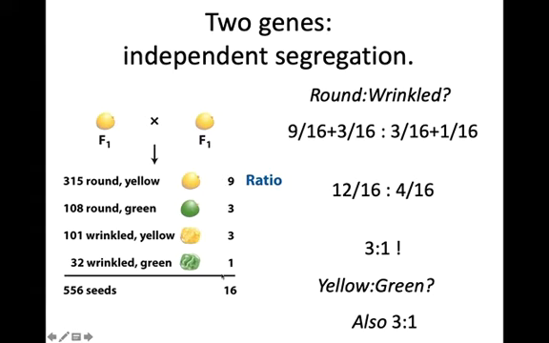What fraction of this set of 16 are round? Well, 9/16 and 3/16, right? 9/16 are round, and then these 3/16 are round. And then the wrinkled are these 3/16 right here, and this 1/16. So 9/16 plus 3/16 here and here, plus 3/16 and 1/16 here and here, becomes 12/16 to 4/16. That's just 3 to 1. So within that set, you could just focus on one phenotype, and you'll see that 3 to 1 pattern happening as you might expect.